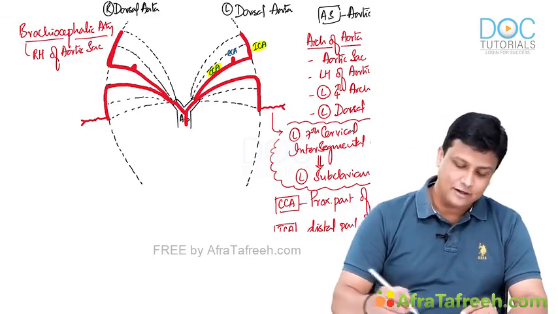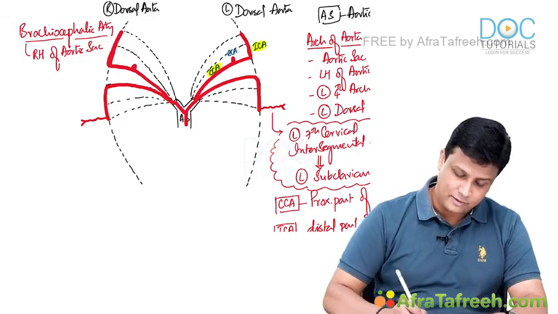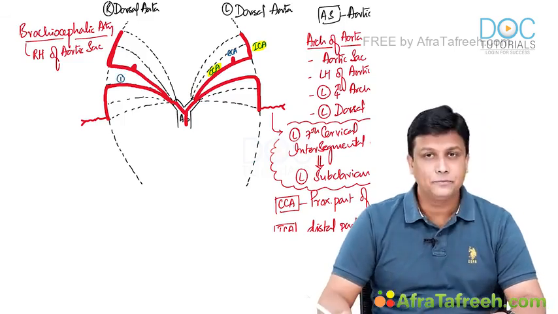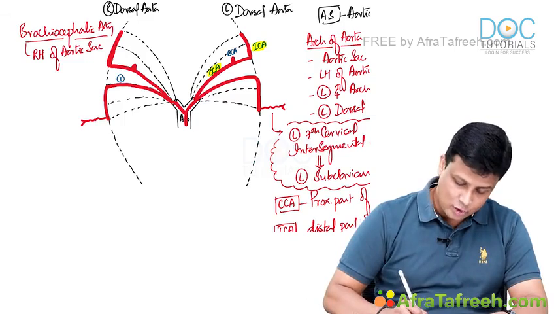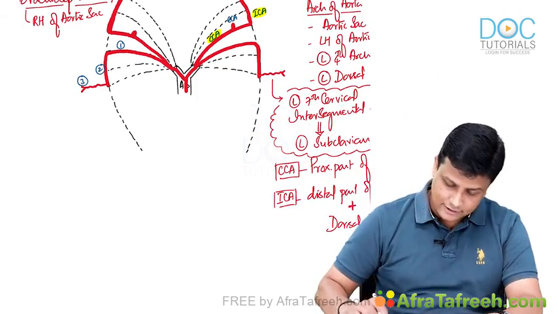So the right subclavian artery is actually derived from three sources. Number one, right fourth arch artery. Number two, right dorsal aorta. And number three, the right seventh cervical intersegmental artery. Let us write down here.